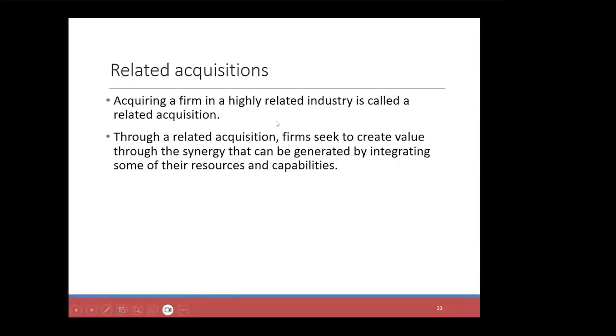And related acquisition could be both vertical as well as horizontal, but generally used in the sense of vertical acquisitions or complementary acquisitions, like a phone firm acquiring a video game firm or app firm, something that complements your abilities, so that way synergy can be produced.